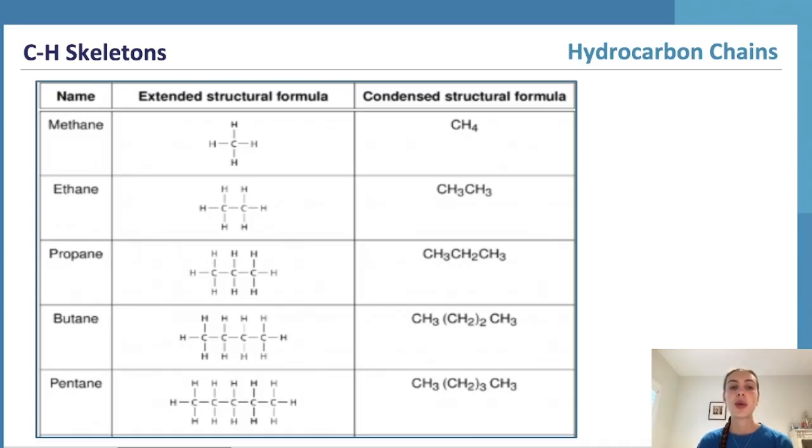So for example, if there is 1 carbon in the molecule, it will be methane. If there are 2 carbons in the molecule, it then becomes ethane. 3 becomes propane. 4 becomes butane. 5 becomes pentane.